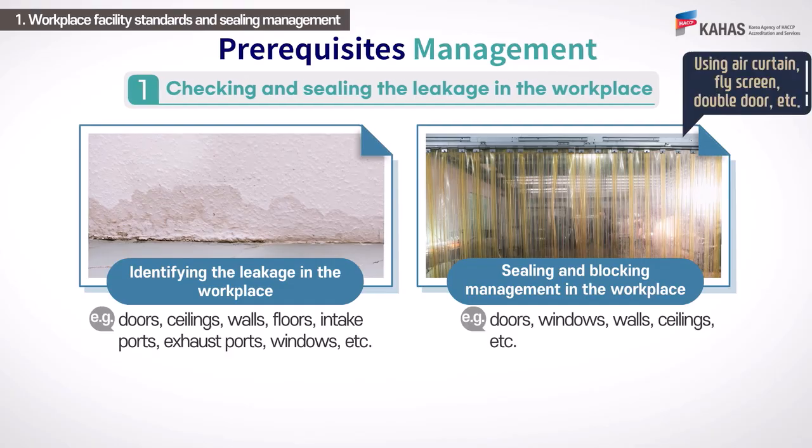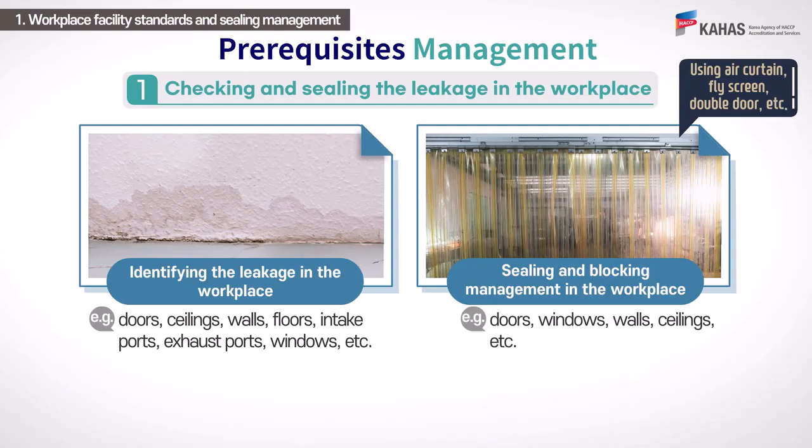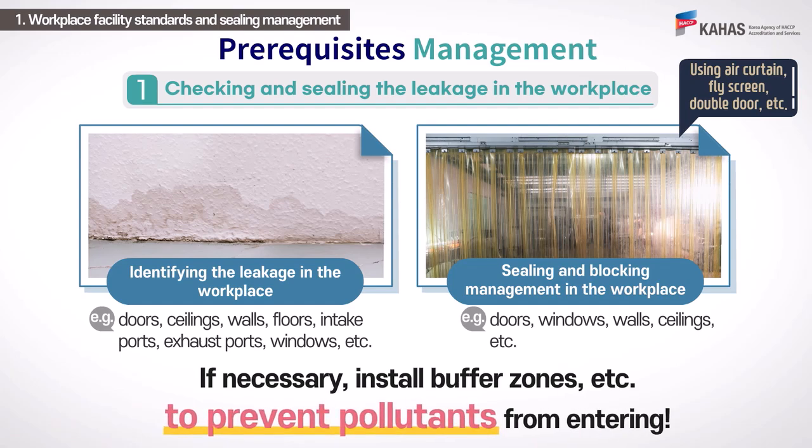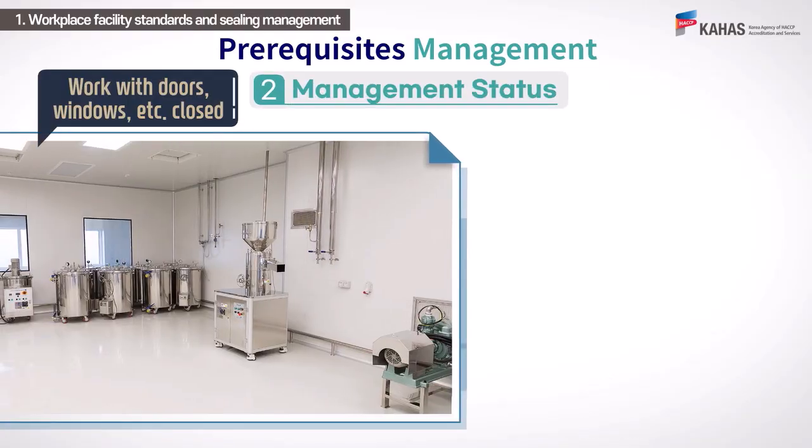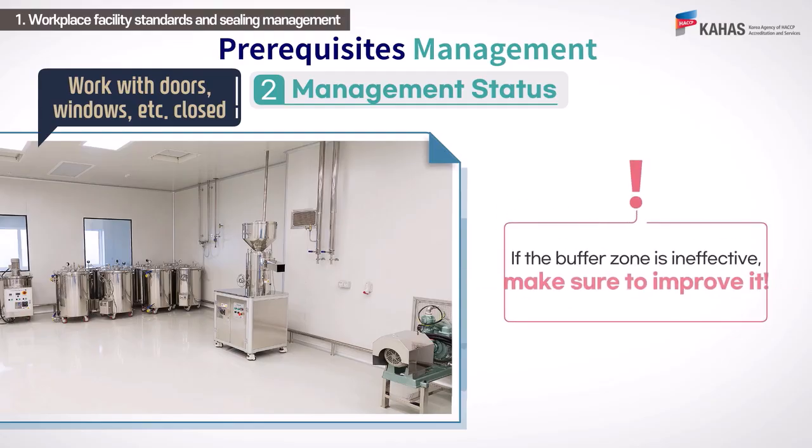In particular, air curtain, fly screen, double door, etc. should be used to seal the exterior door, and a buffer zone should be installed as needed to prevent pollutants from entering through doors. Make sure that the door or window inside the workplace is closed when you're working. If the buffer zone is ineffective, make sure to improve it.